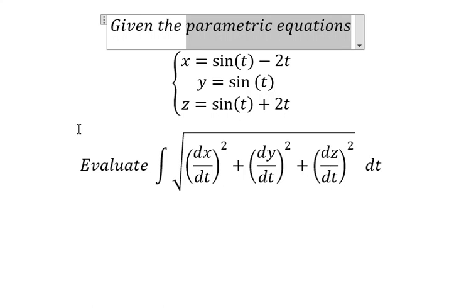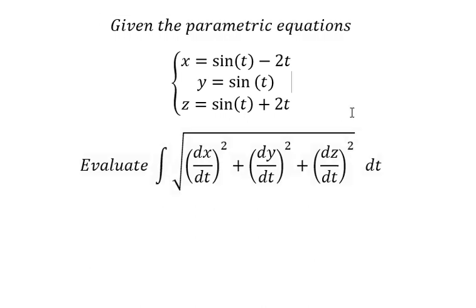Hello everybody. So today I want to talk about calculus, the topic that is about parametric equations. So now I want to show you how to answer.